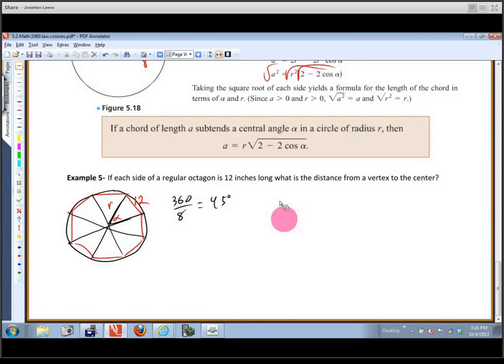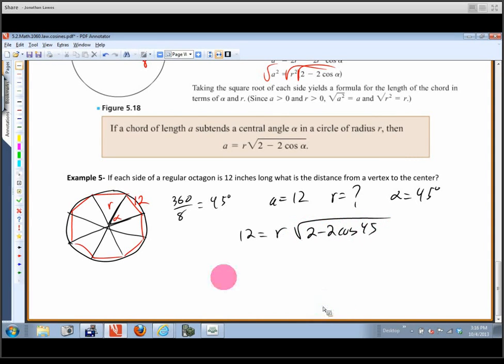So to solve this, I've got a is equal to 12. That's the chord length. I don't know what r is, but I do know the central angle is 45 degrees. So let's plug these pieces in. So this is going to be 12 equals r times the square root of 2 minus 2 cosine of 45 degrees. So that means r is equal to 12 over the square root of 2 minus 2 cosine 45 degrees. Make sure your calculator's in degree mode. Type that in and you'll have the answer.